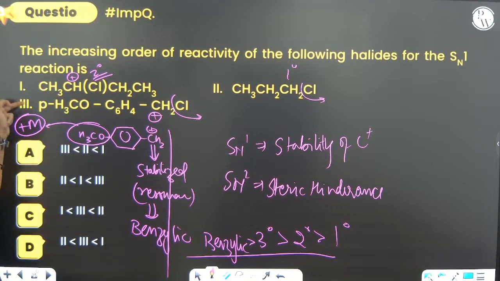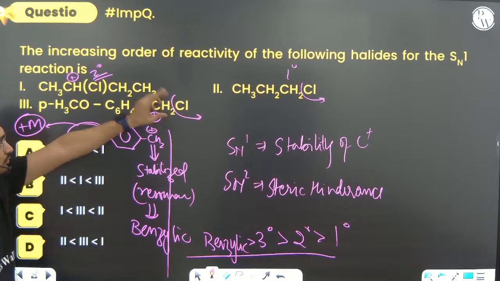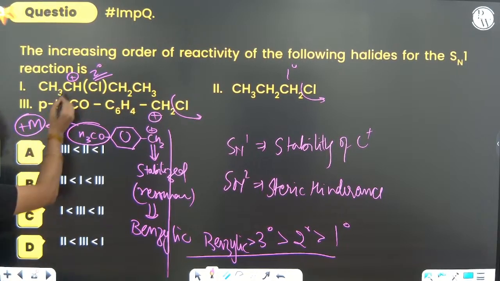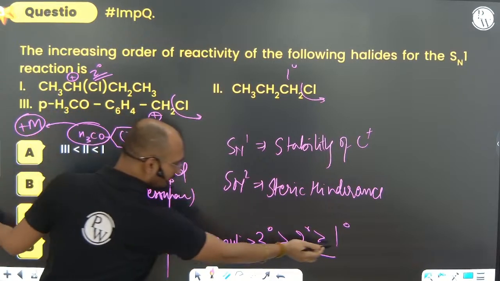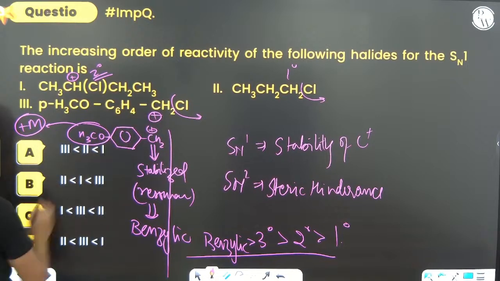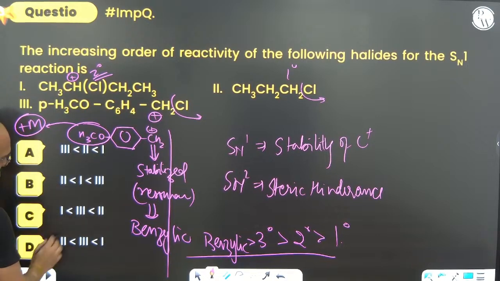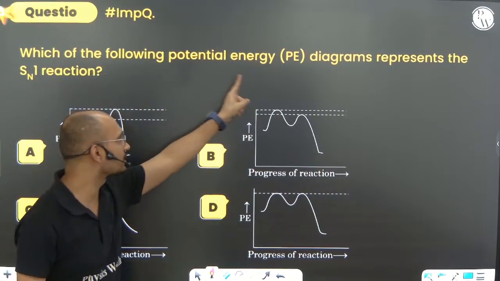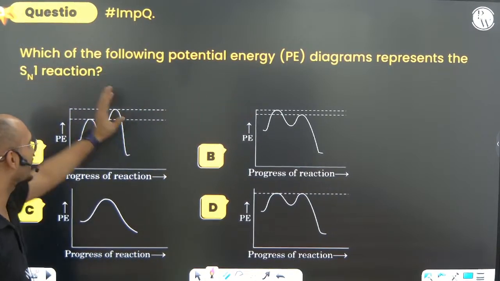So what we can say, 3 is more than 2 is more than 1. 3 is more than 1 is more than 2, because here it is 2 degree, here it is what? 1 degree. 2 degree is more than 1 degree. Here it is a 1 degree carbocation, here it is 2 degree. So 3 1 2, 3 1 2. 3 is more than 1 is more than 2. Option B. Next is, which of the following potential energy diagrams represents the SN1 reaction?